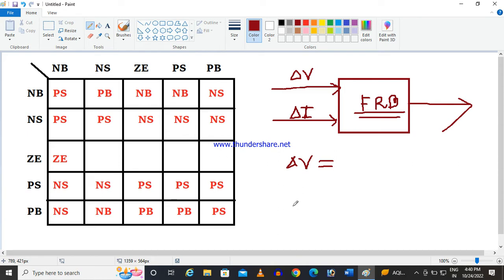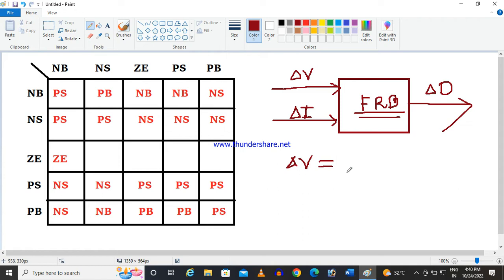So there will be a solar cell connected to a DC to DC converter. The output of the DC to DC converter will be connected to the load, and the duty cycle of the DC to DC converter will be controlled by this fuzzy system. This is the fundamental architecture of the MPPT fuzzy algorithm. So the output will be the change of duty cycle, del D.